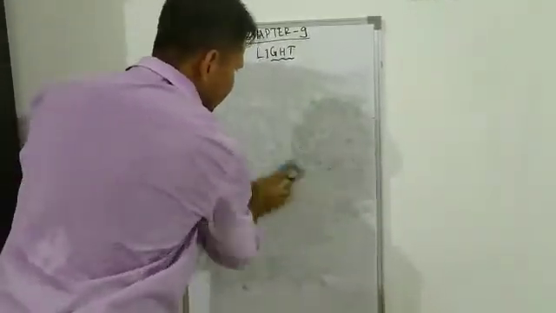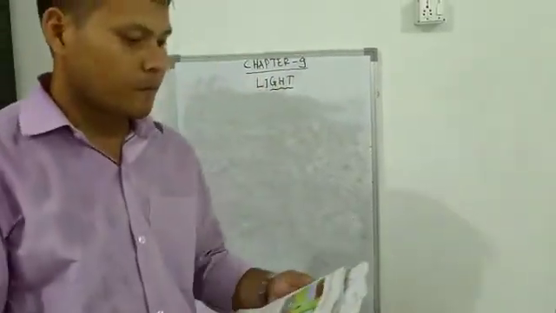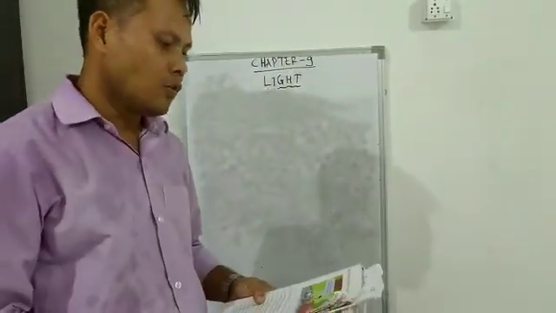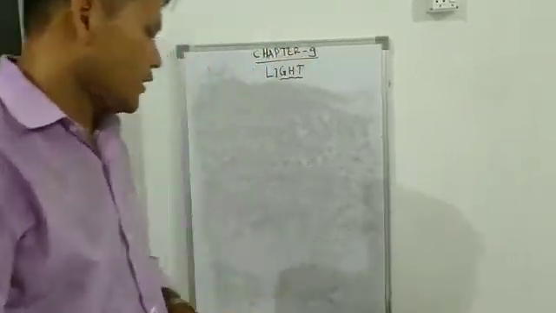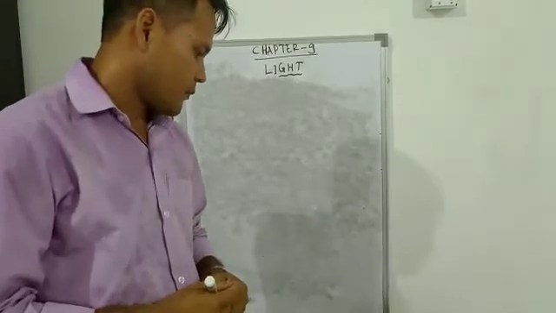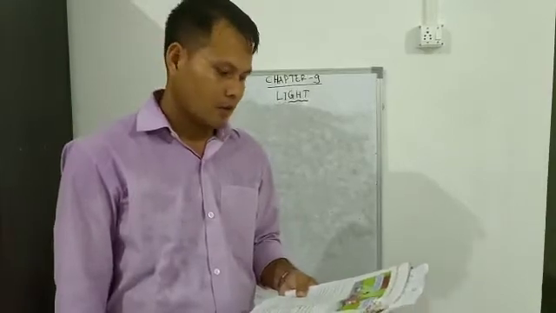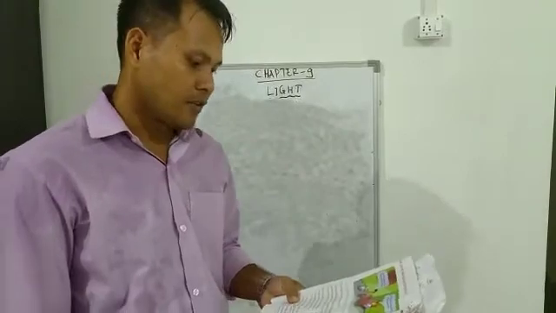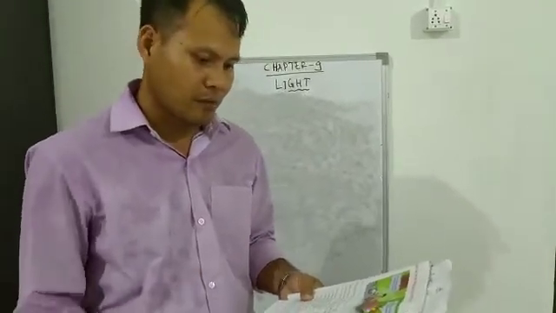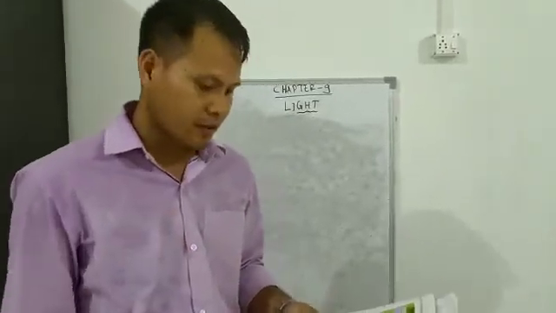I request all the students to kindly follow your books. Please see page number 107. Here we have how do we see things around us. When light falls on any object, we can see it. The light travels in a straight line, and when it falls on the object, it bounces from the object and reaches our eyes, and this is how we can see things.